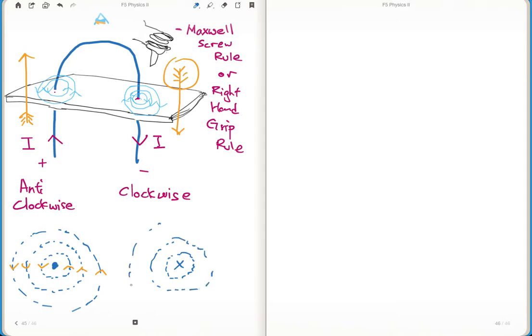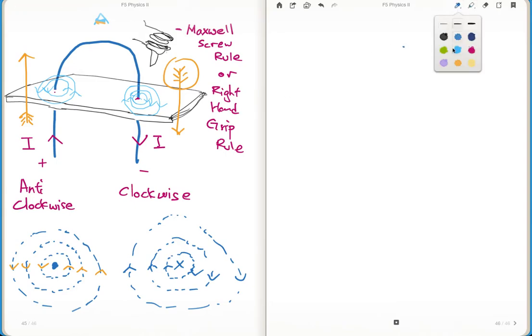Right-hand grip rule, going into it, that would be downwards. Okay? Go around it. When two are too close to each other, what happened? It enhances it. It becomes bigger. Okay?